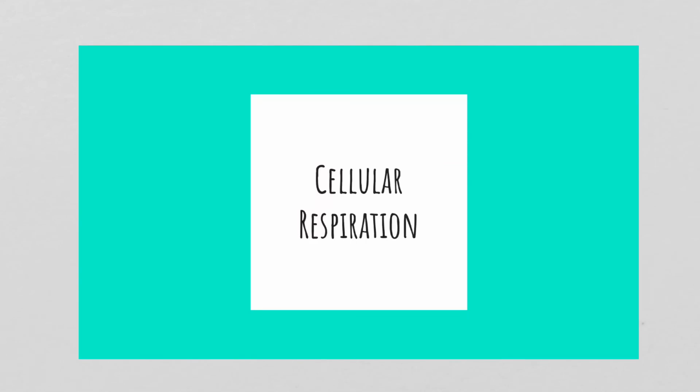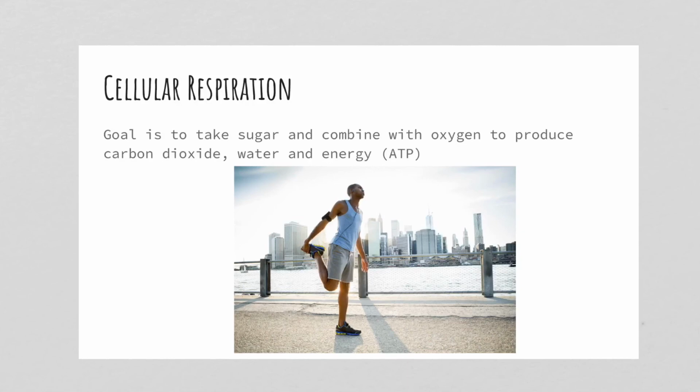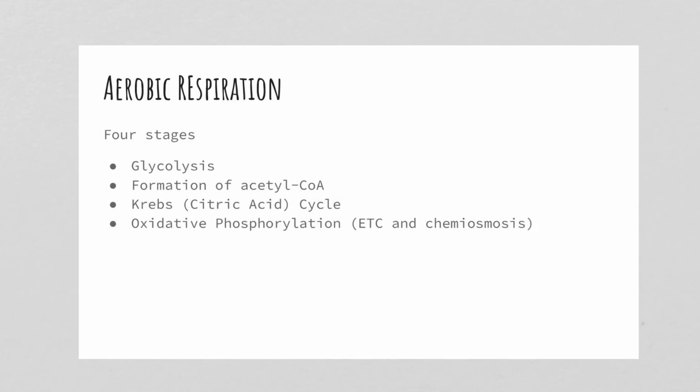The last part of the energetics unit is cellular respiration. Basically, it's to take that sugar and oxygen and help make ATP. We're going to make some water, and we're also going to make carbon dioxide as we do our exercises. There are 4 stages of cellular respiration: glycolysis, the formation of acetyl-CoA, the Krebs cycle, also known as the citric acid cycle, and finally oxidative phosphorylation, which basically consists of the electron transport chain and chemiosmosis.